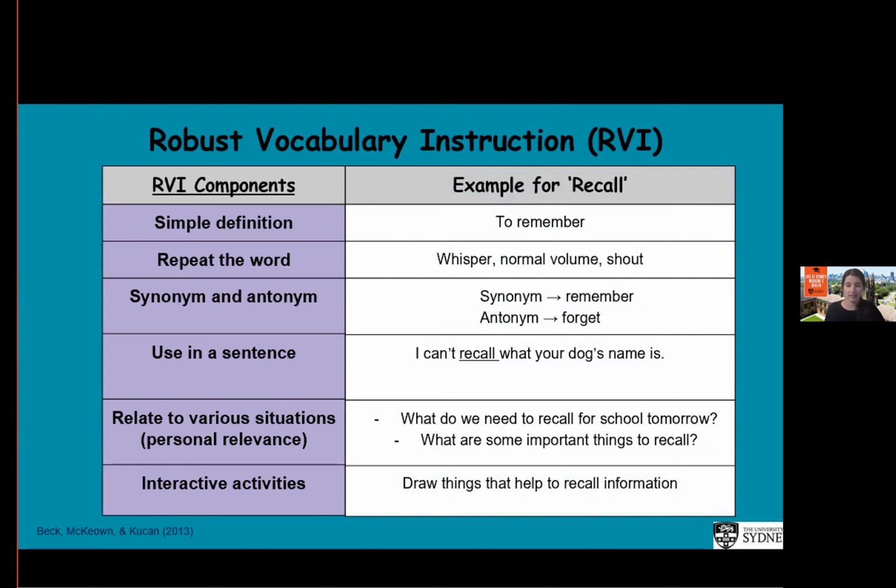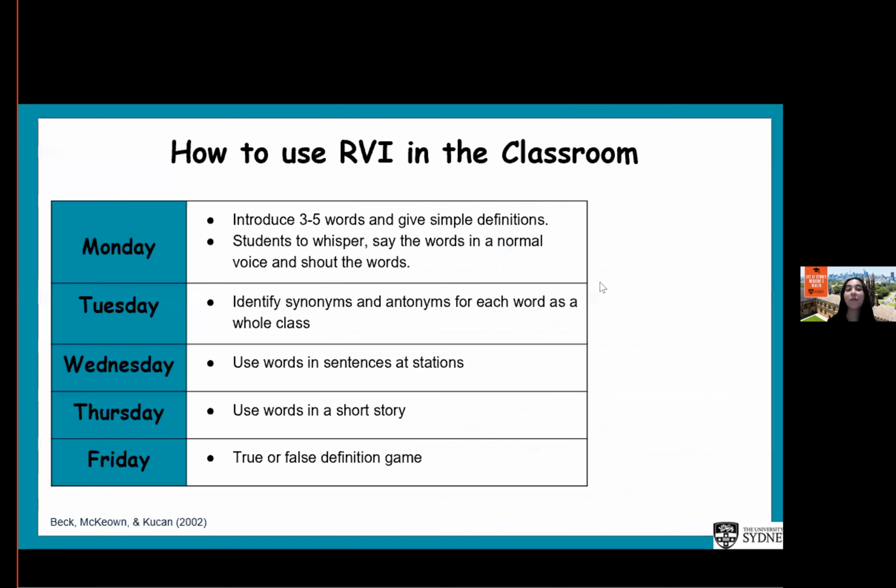Lastly, you can do a range of activities about the word. So you could think of some things that help us recall information and draw pictures of those things, like phones, calendars, and reminders. So what are the different ways to teach vocabulary in the classroom?